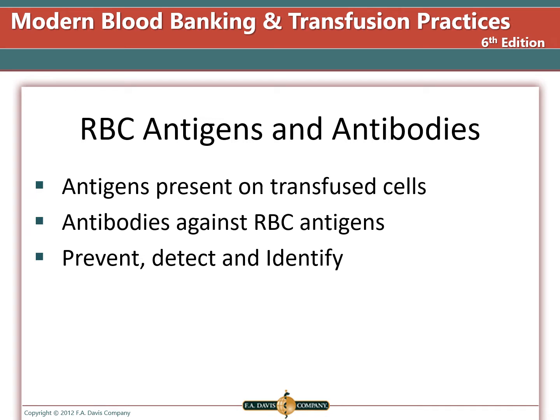All red blood cells have many antigens present. If cells are transfused from an allogeneic blood donor, they will have antigens that are not the same as the patient's. These antigens present on transfused cells can elicit an immune response and antibody production. Our job is to prevent, detect, and identify the antibodies.